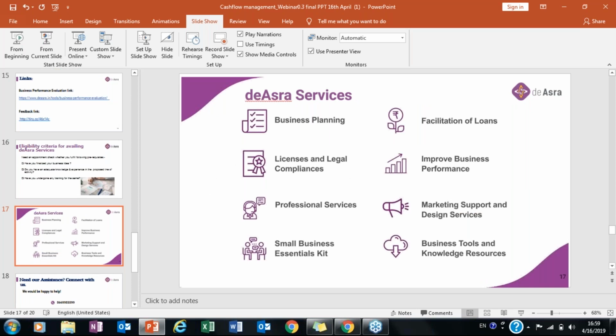The deAsra Foundation again is a not-for-profit concern, and we are working for entrepreneurship development, where we help an entrepreneur to prepare a business plan. So if you just have an idea in mind or you have the business details but you don't know how to plan a business, what exactly business planning is, then you can come down to us with the business idea and we would be very happy to help you in making your business plan.